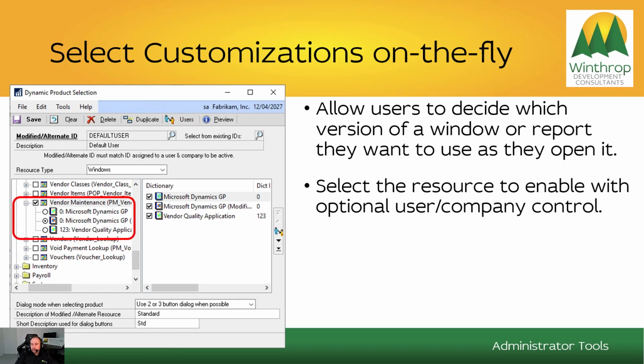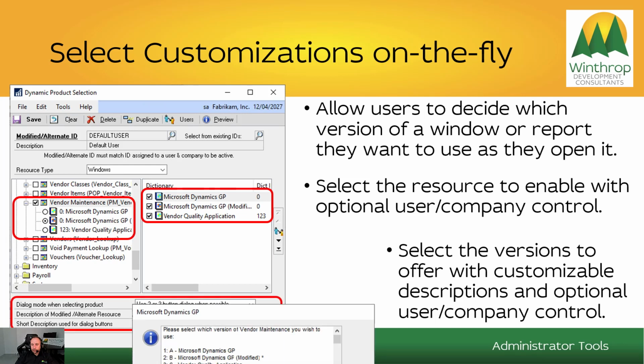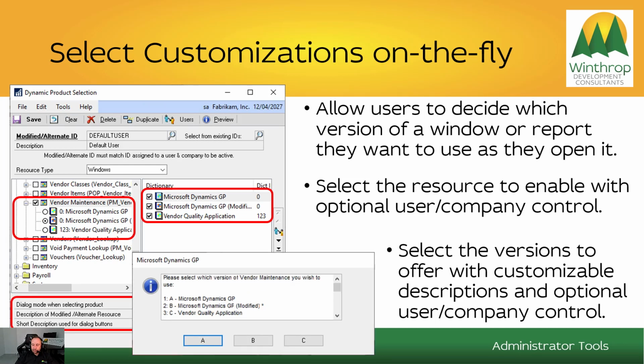If you've got a system where you have multiple versions of the same window, instead of having to have a separate user that you would use to log in to see a different version of the window, you can, with one user, ask GP Power Tools to provide a dialog when you open the window and on the fly select which version you want. Whether you want an alternate version or a modified version or the original, you can just select it from the dialog.